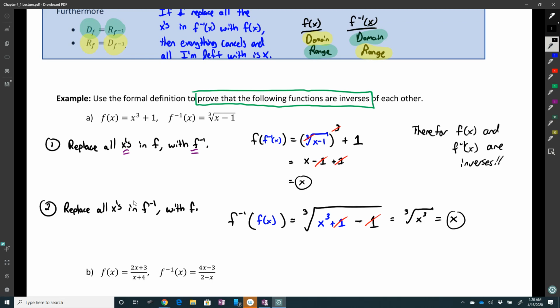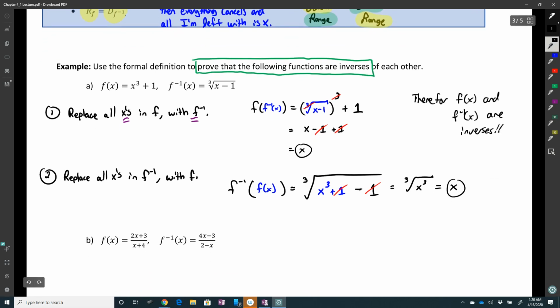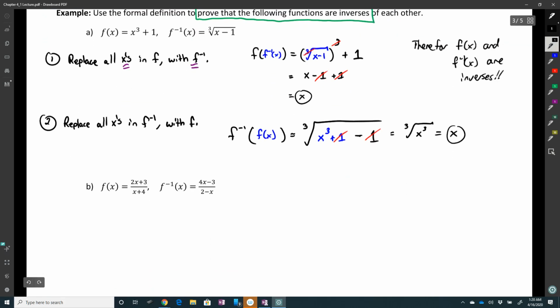Okay. Now on the homework, they might not call it f inverse. They might call it g of x, because if they tell you it's the inverse, they're kind of already giving it away. But if you work it out, if you get x, then they're inverses. But it has to be x. It's not just that they're the same. It must be x.